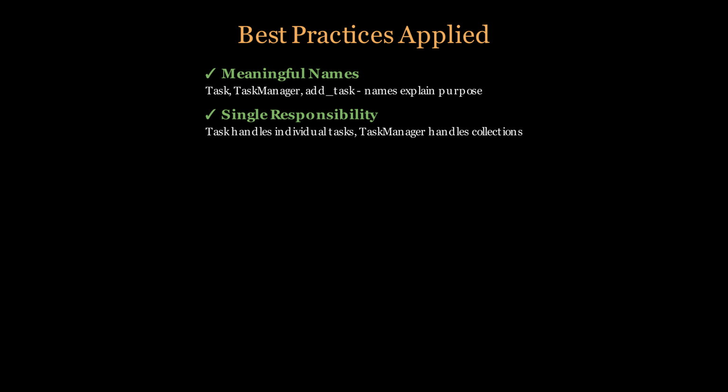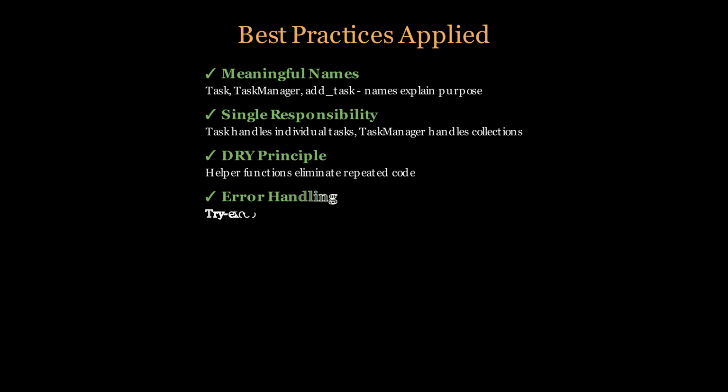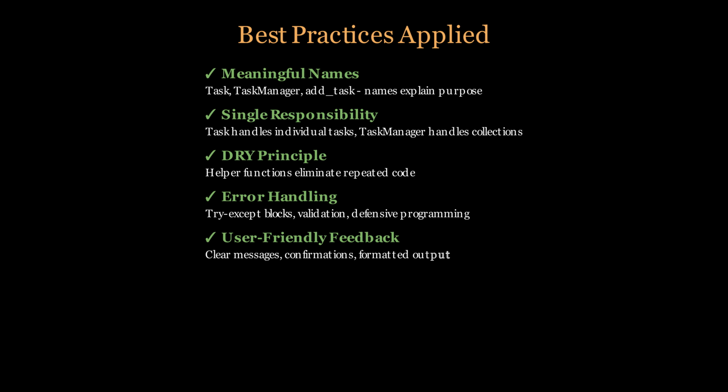Let's recap the software engineering best practices you applied. These principles make your code professional, maintainable, and extensible. You used meaningful names throughout: task, task manager, add task. Every identifier explains its purpose. You applied single responsibility where task handles individual task data and task manager handles collections.